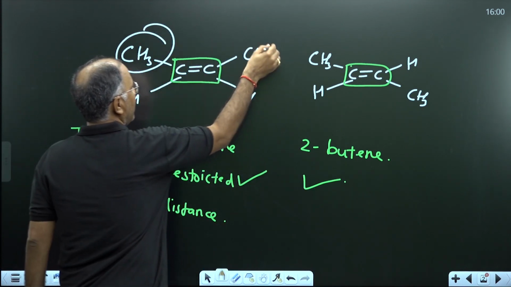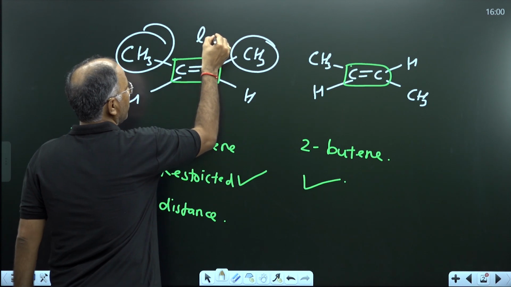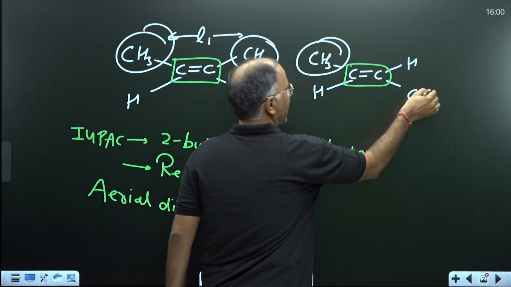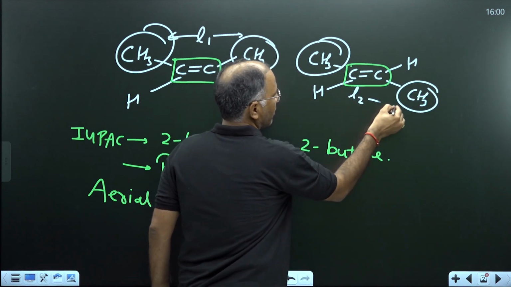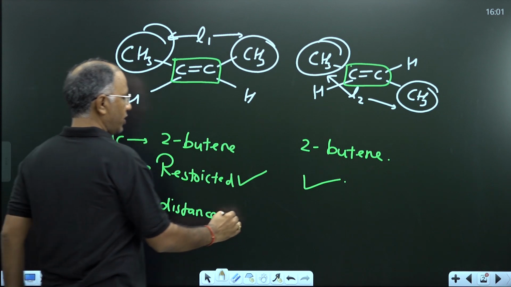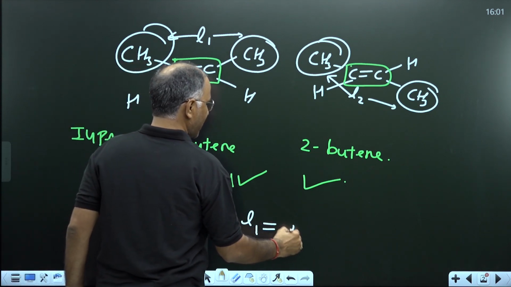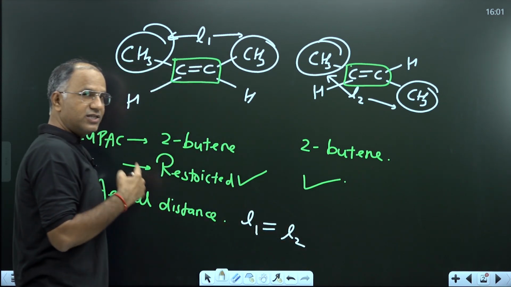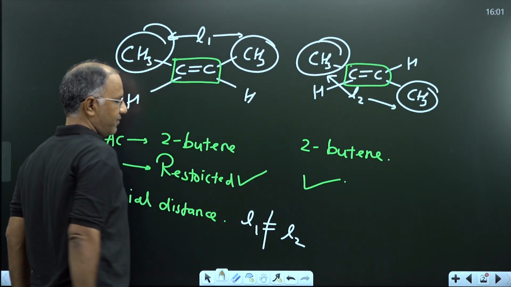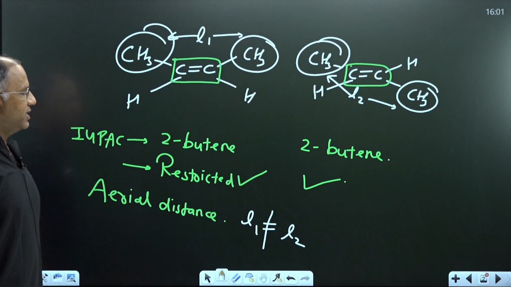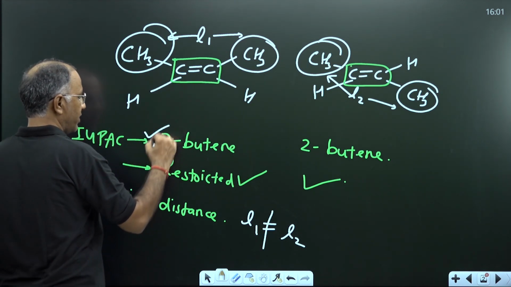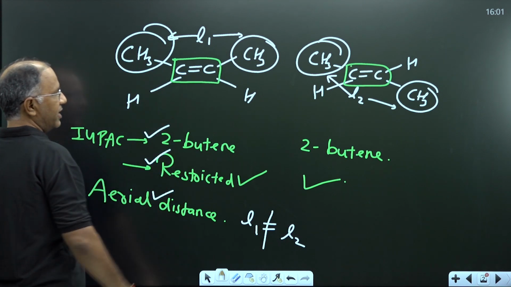Now how to check this areal distance? The distance between the methyl groups on one side is L1 and the distance on the other is L2. Then what is the relation between L1 and L2? Are they equal? If they are equal, then it is not a geometrical isomer. In this case, it is not equal. Got it? Since they are not equal, all three conditions are satisfied: they are stereoisomers, have restricted rotation, and have different areal distance.